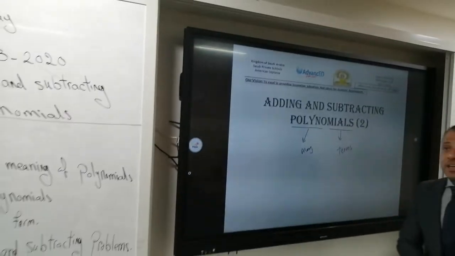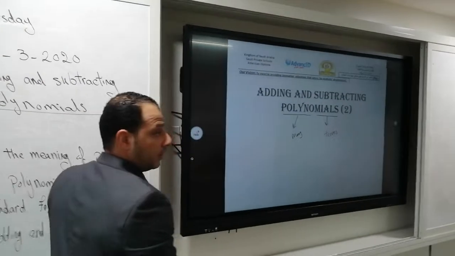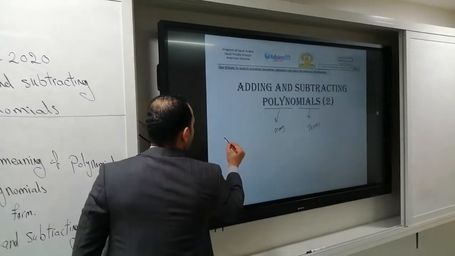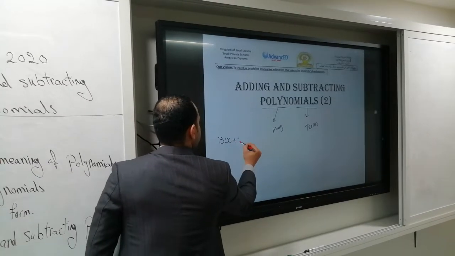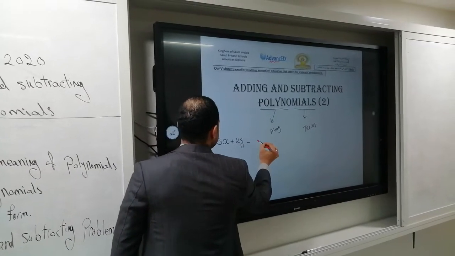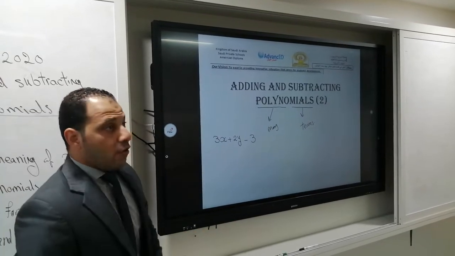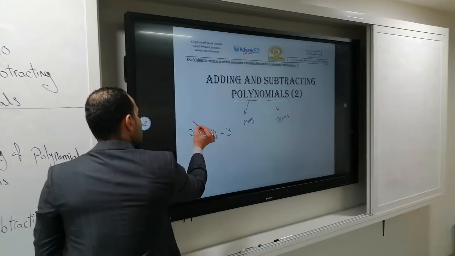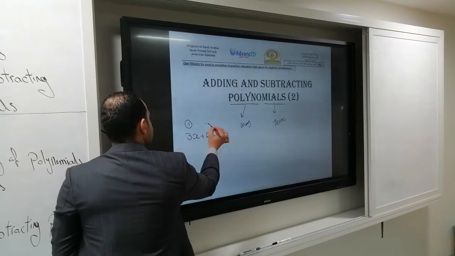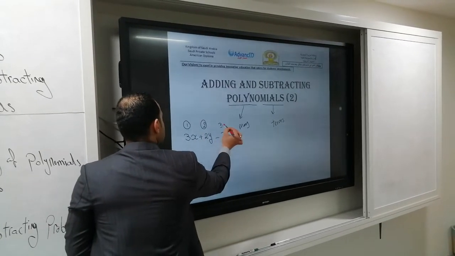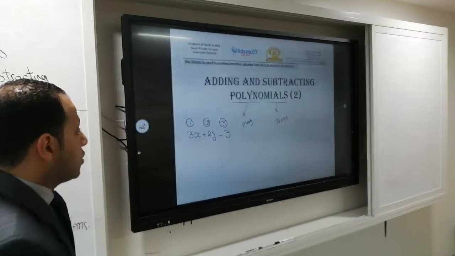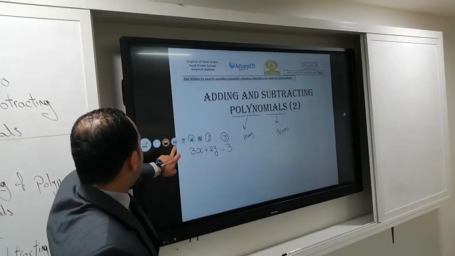Like if I have, for example, 3x plus 2y minus 3. This is called a polynomial. It consists of how many monomials? This is the first one, and this is the second one, and this is the third one.